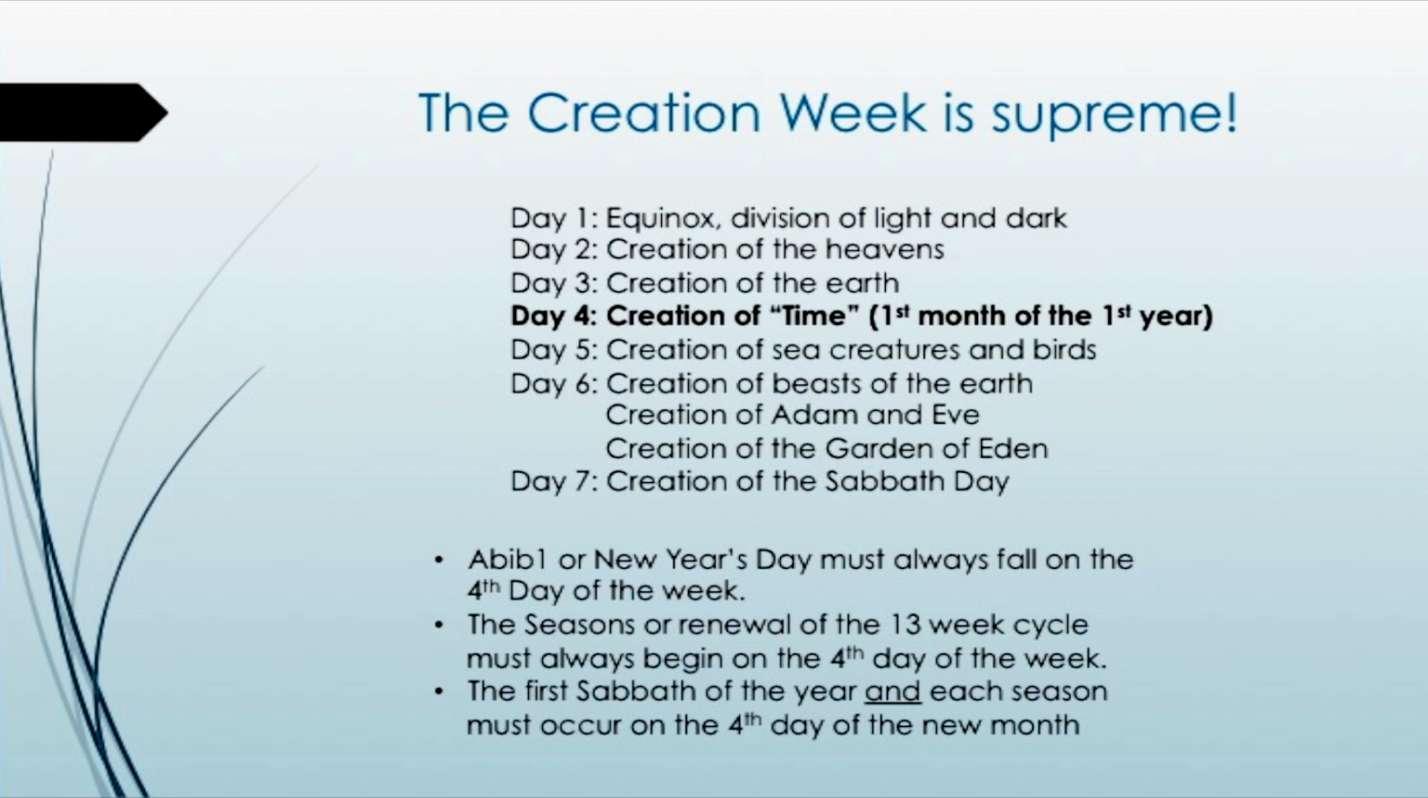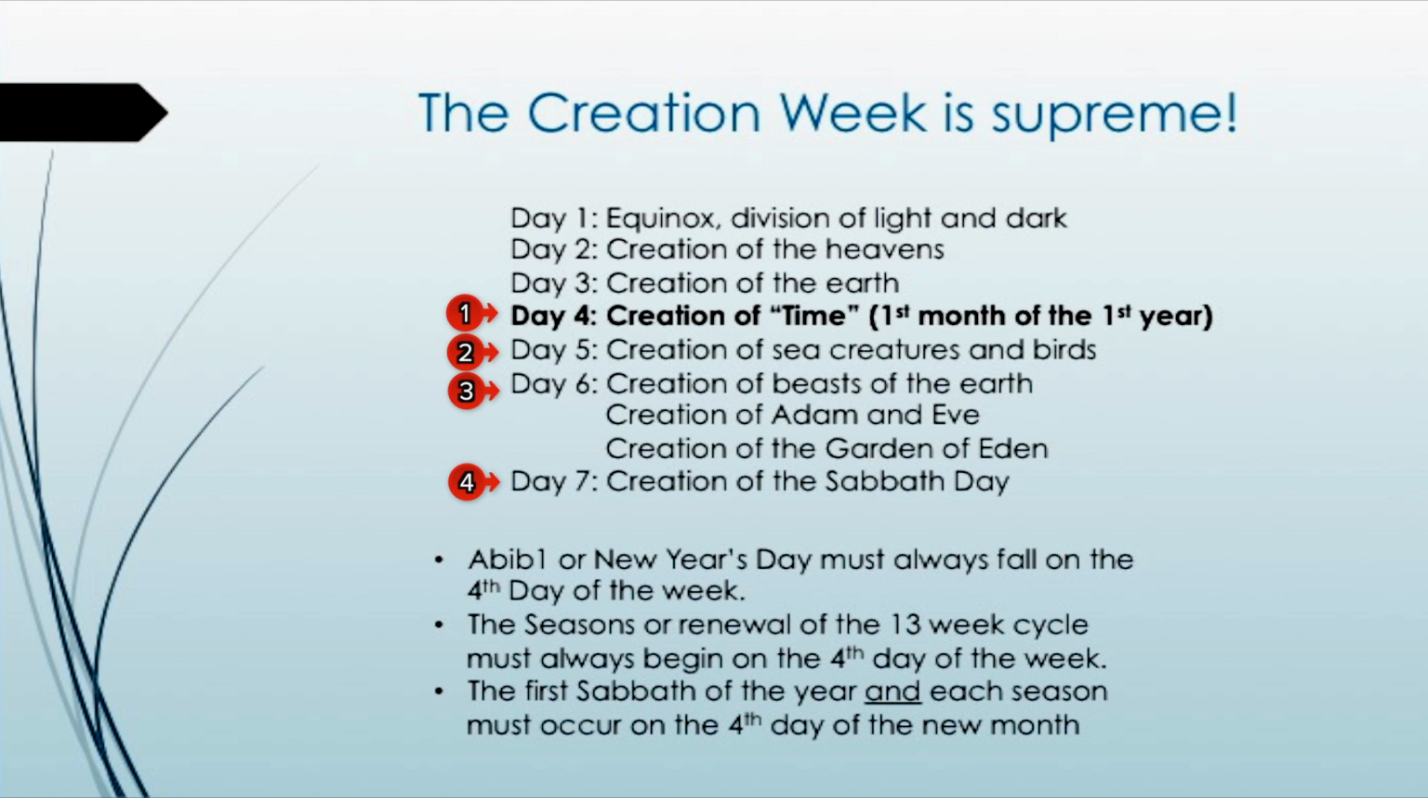Day five, we see the creation of the sea creatures and the birds. Day six, there was the creation of beasts of the earth. Adam and Eve were created, and the Garden of Eden was created. And day seven was the seventh day Sabbath. Now, if you notice that from the first day of the first month, which is on day four of creation, if you count day 4, 5, 6, and 7, you will see that day 7, the seventh day Sabbath, is on the fourth day of the month.